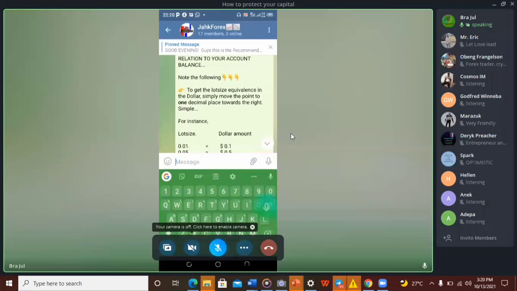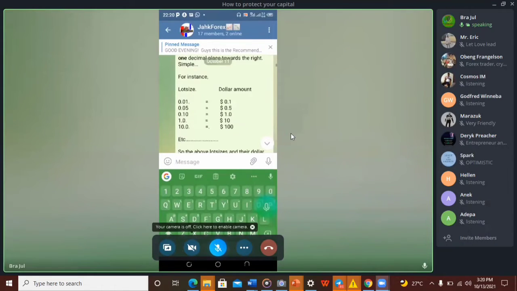I told you earlier, let's take this example that I gave you. I told you to use reasonable lot sizes in relation to your account balance. All right. And I said, to get the lot size equivalence in a dollar, simply move the point one decimal place towards the right, or just multiply the lot size by 10 and get the dollar equivalence. So in this case, we saw 0.01 lot size is equivalent to $0.1. That is 10 cents. 0.05 lot size is equivalent to $0.5. I get it. All right.